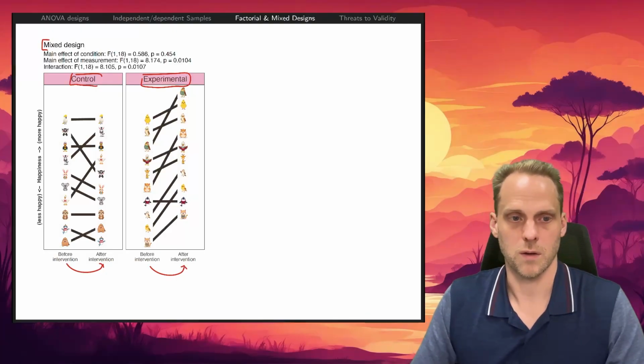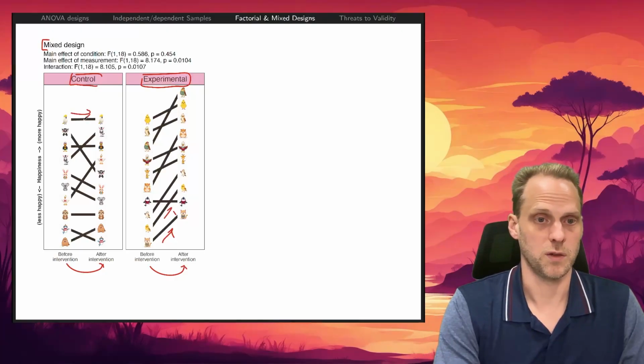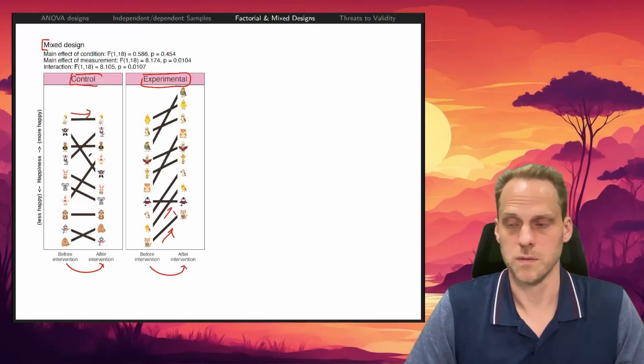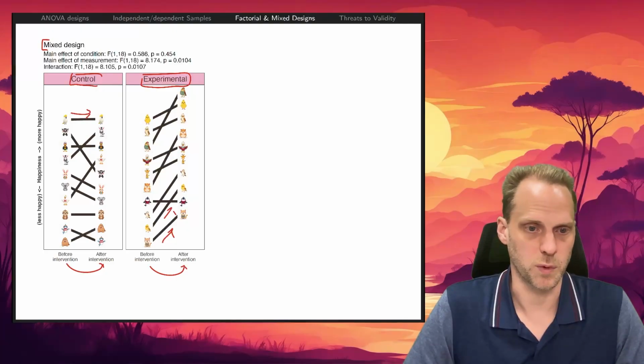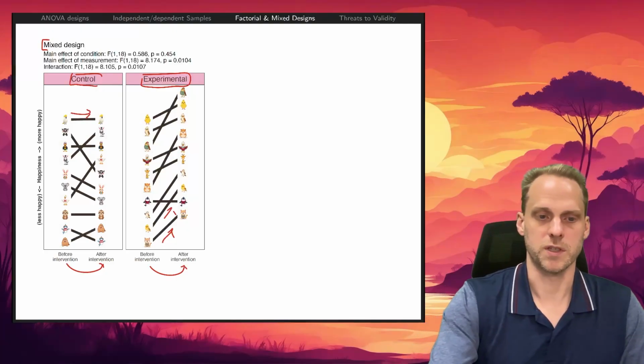What do we see now? Now we see that in general, these people went up in the experimental condition, but in the control condition not much changed. They're all about the same. Right? Some people went up and down a bit, but the effect is on average not different.